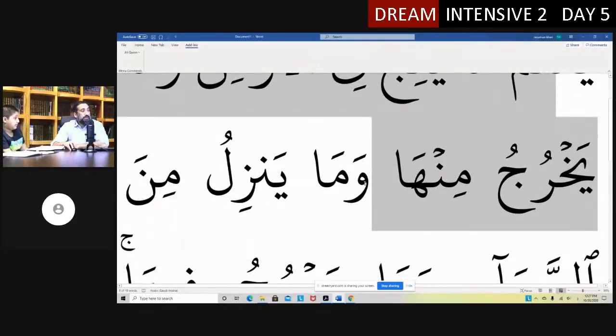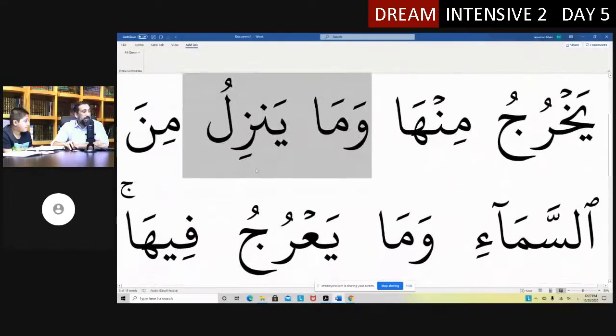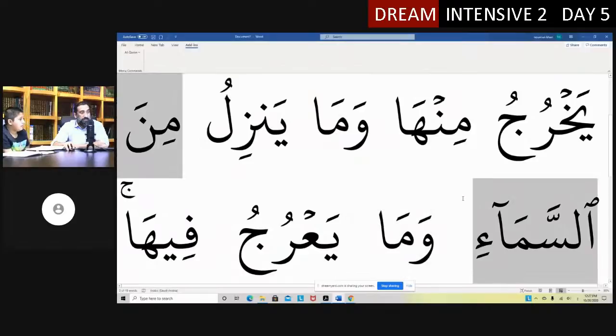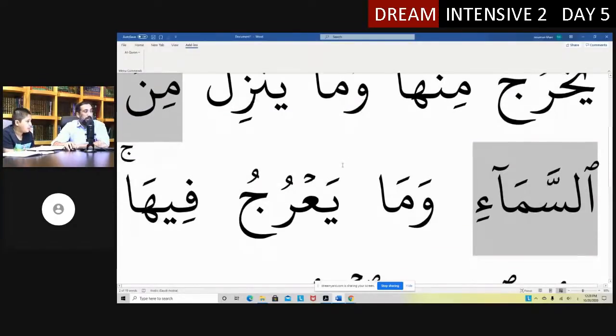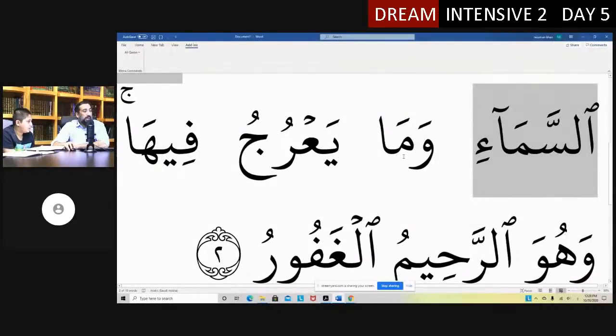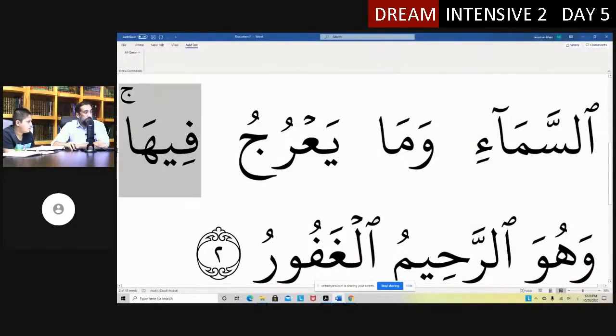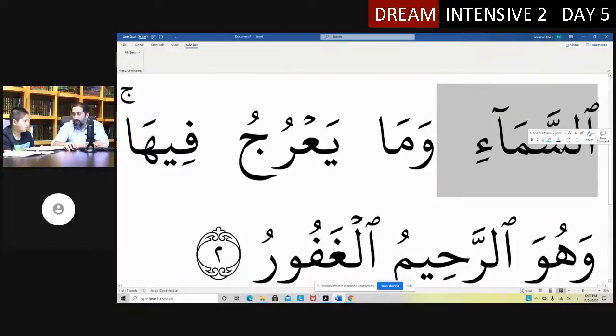وَمَا يَنْزِلُ مِنَ السَّمَاءِ, and what comes down from the sky. Min is a harf of jar. As-sama means sky, it became jar. So He knows what comes down from the sky. وَمَا يَعْرُجُ فِيهَا, and what goes up into it. Fiha: fi, in, and ha is her. The her is the sky because the sky, according to the Arabs, is feminine.